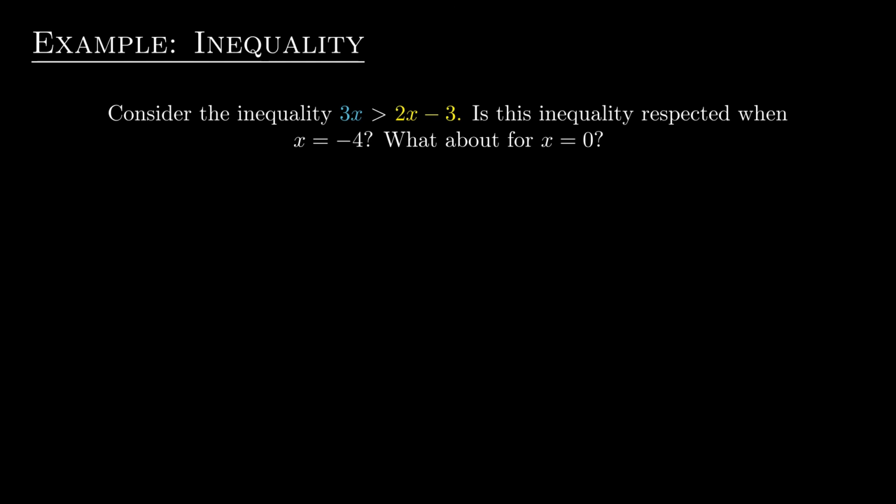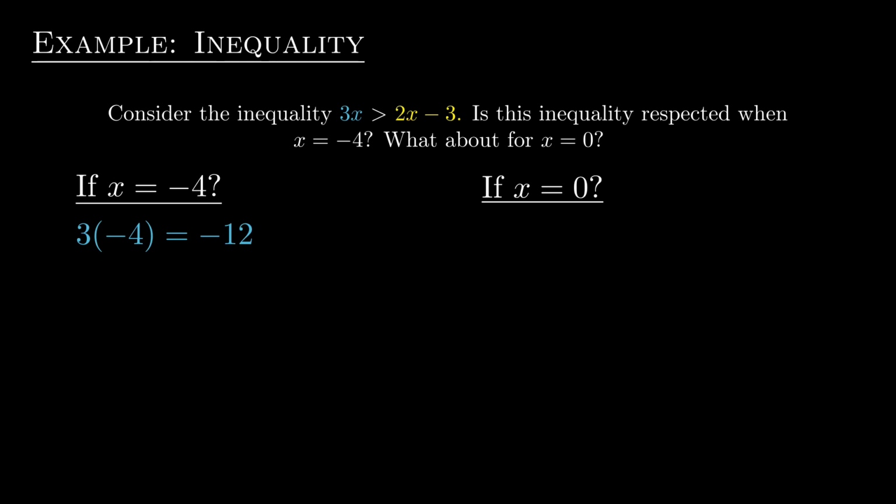Is this inequality respected when x is equal to minus 4? What about for x equal to 0? So we have two cases to check: x equal to minus 4 and x equal to 0. What we do is evaluate both sides of the inequality, and then check if the inequality is respected. For the left side, 3 times minus 4 is equal to minus 12, and for the right side, 2 times minus 4 minus 3 is equal to minus 11. So minus 12 is not greater than minus 11. It's false, the inequality is not respected when x is equal to minus 4.